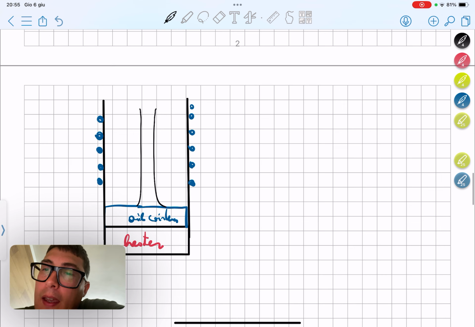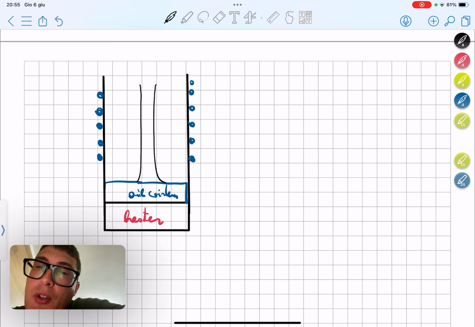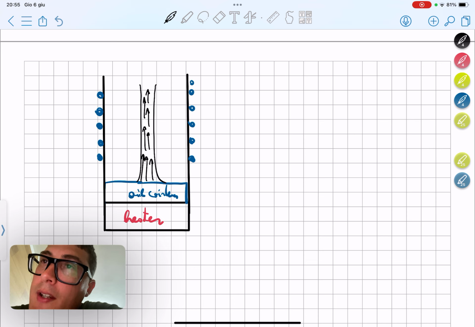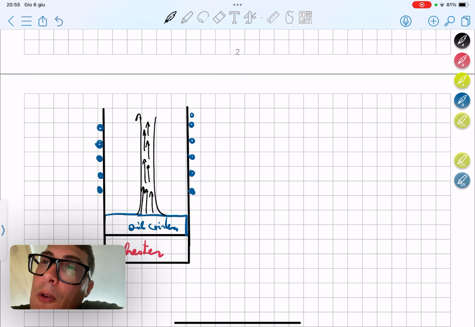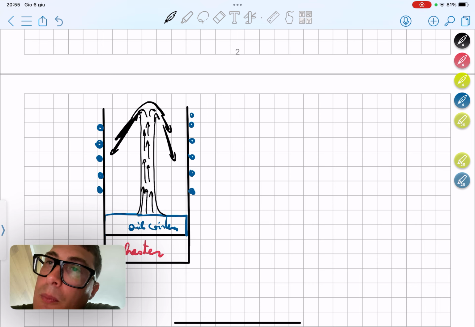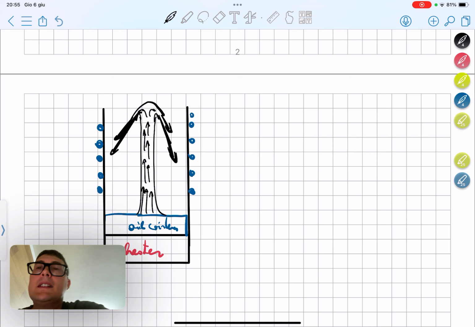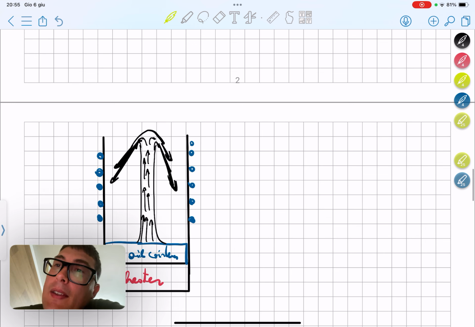So the heater increases the temperature of the oil, which will evaporate and go in a flux with very high speed all the way up into this chimney until it reaches the surface where there are some nozzles. So the oil will be sprayed with very high momentum towards the side.